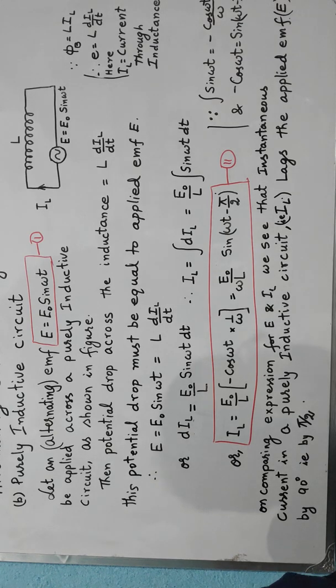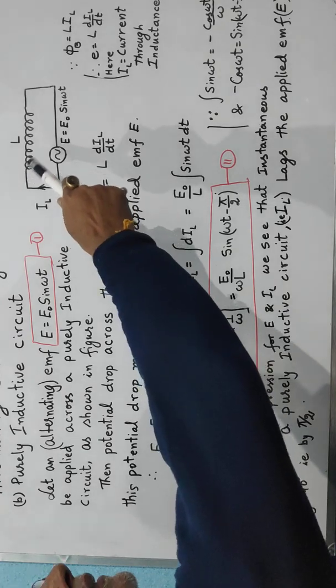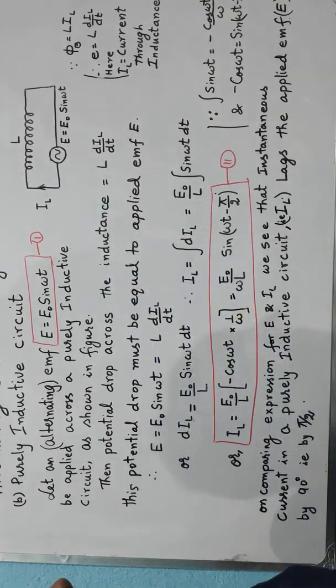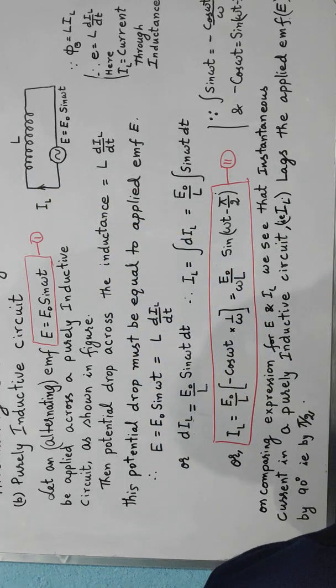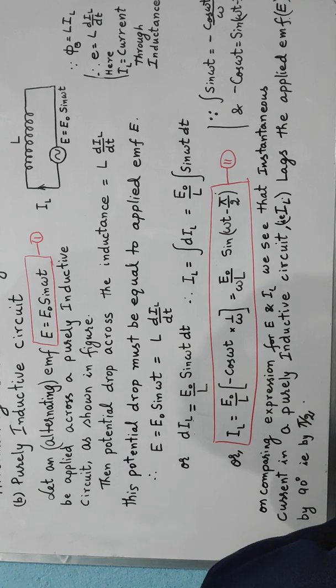So in this case, if we have inductance and some current is flowing through it, the potential drop across the inductance coil will be given by L dIL by dt. We have already derived it while we were defining the self-inductance. We have derived this relation.